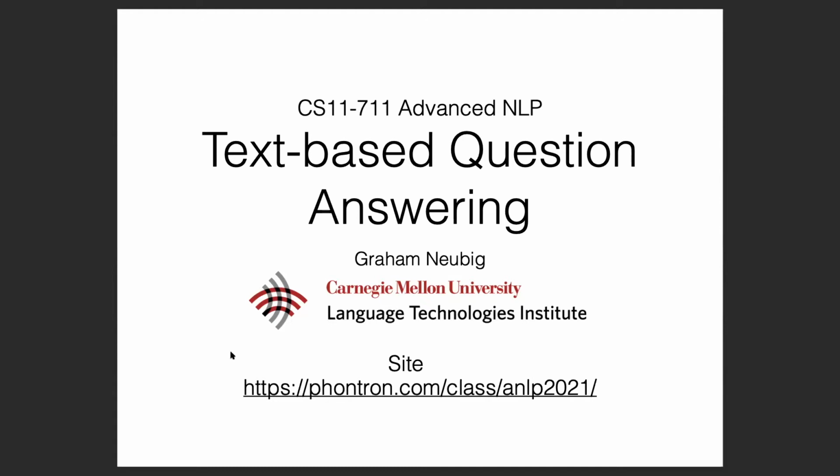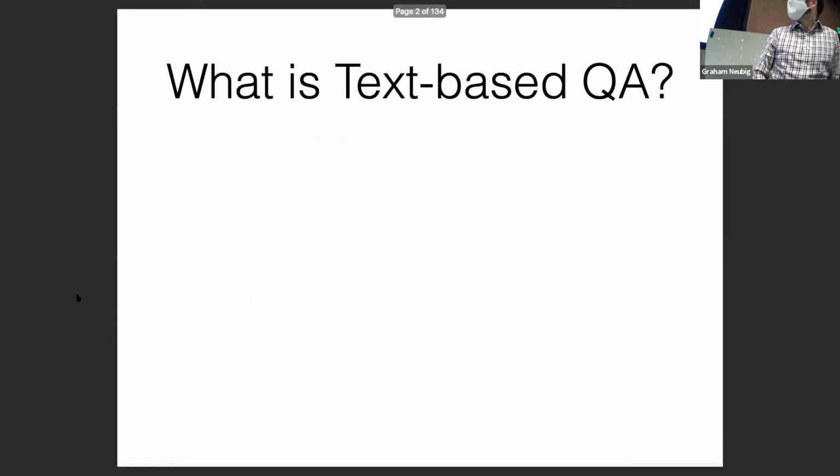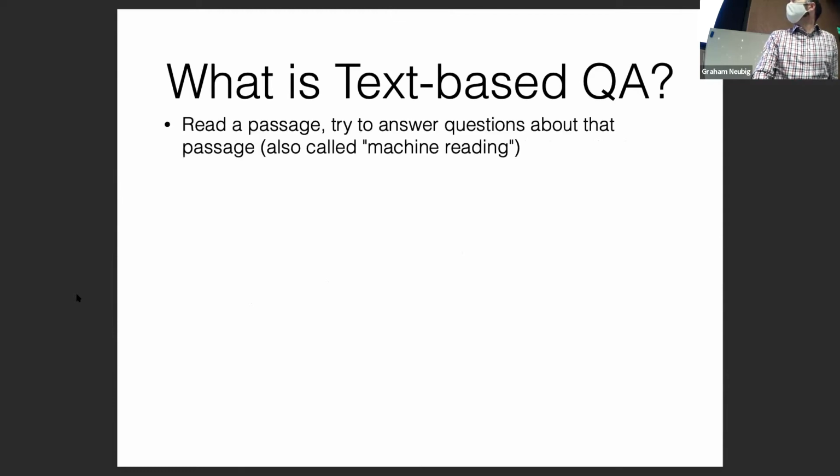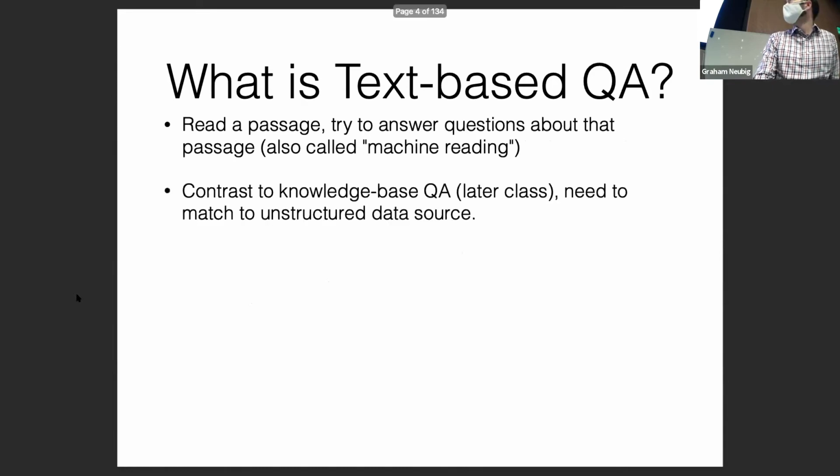So let's jump into text-based question answering. What is text-based QA? There are two varieties of QA, and both of them are really important. In text-based QA specifically, we read a passage and try to answer questions about that passage. This is also called machine reading, so I'll be using these terms interchangeably here.